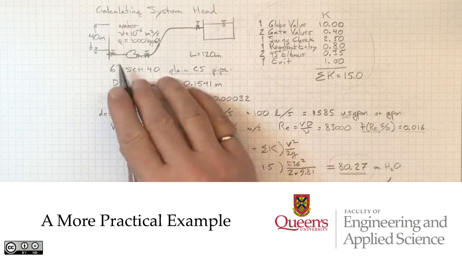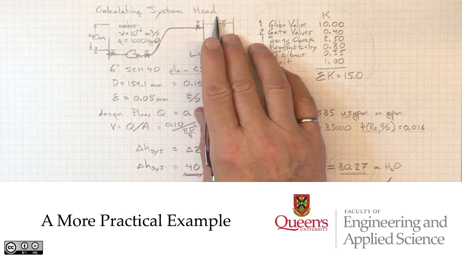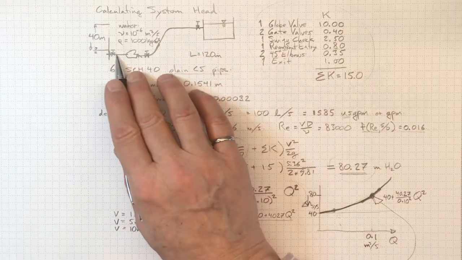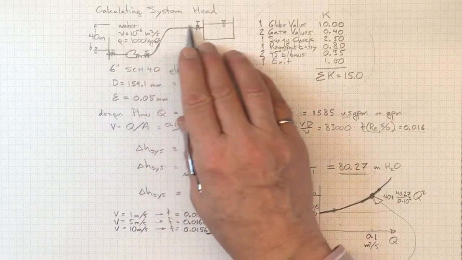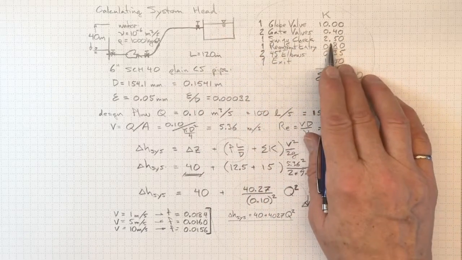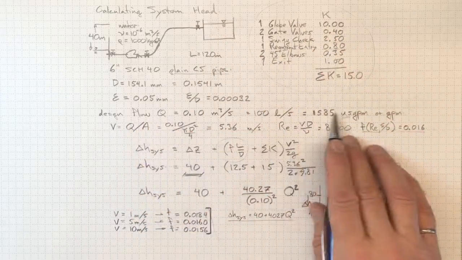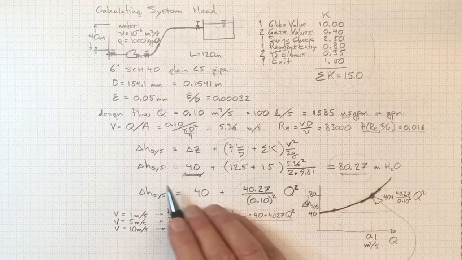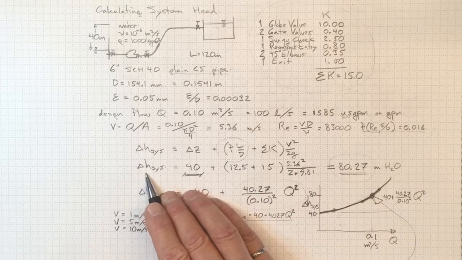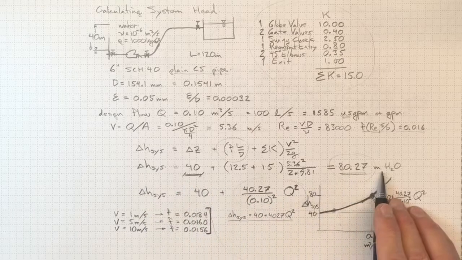Here's the page where we tackled this system before to calculate the system head relationship. We had a pump pumping some water 40 meters up a hill through some piping with a collection of fittings. And eventually we worked our way through down here and got a relationship for what the system head would have to be for the particular case.